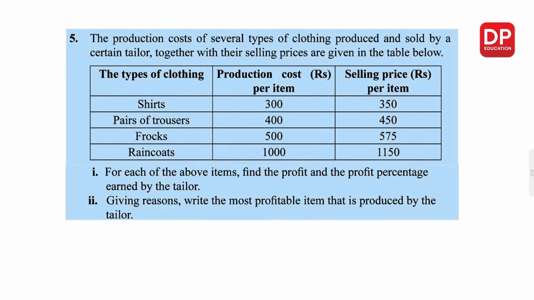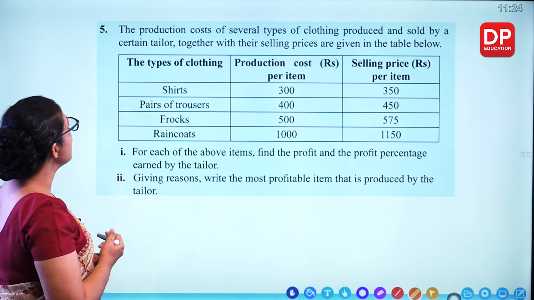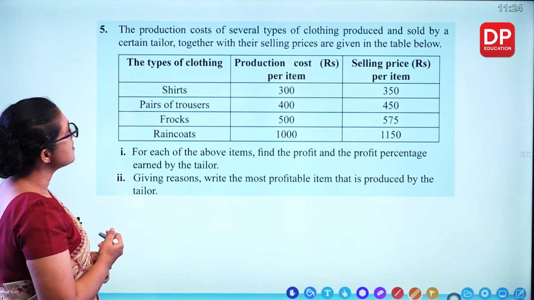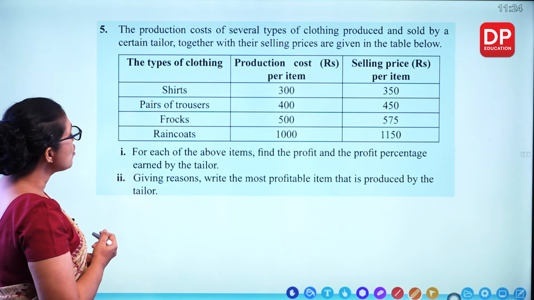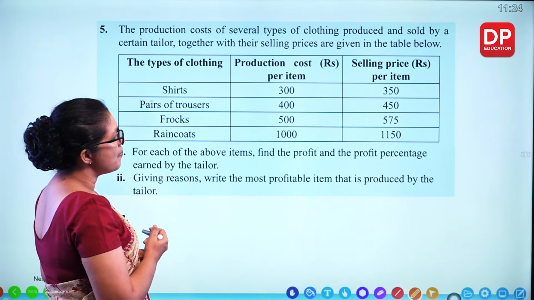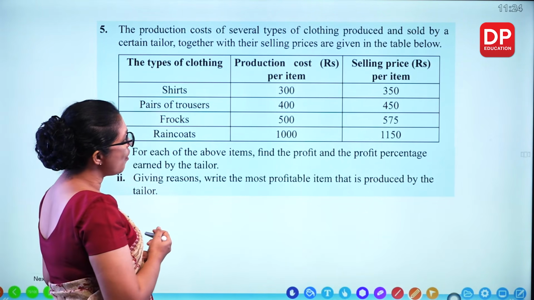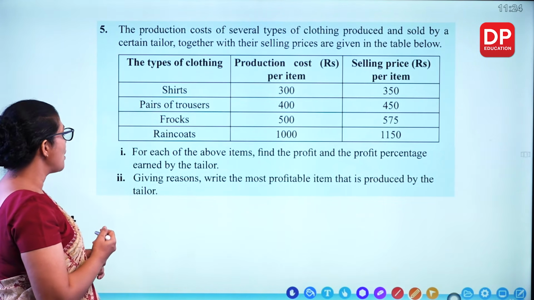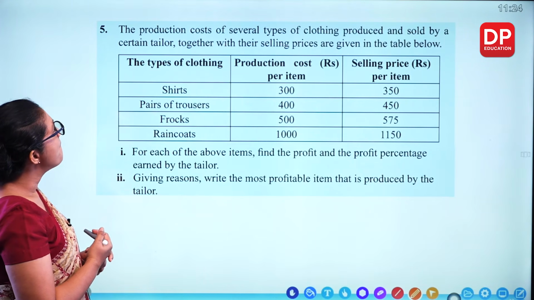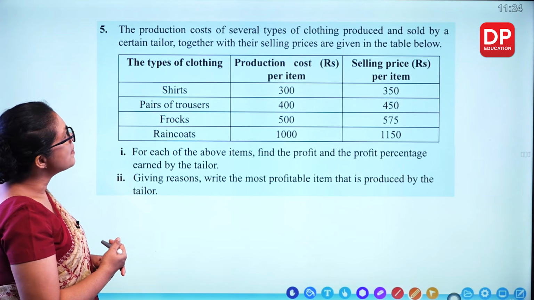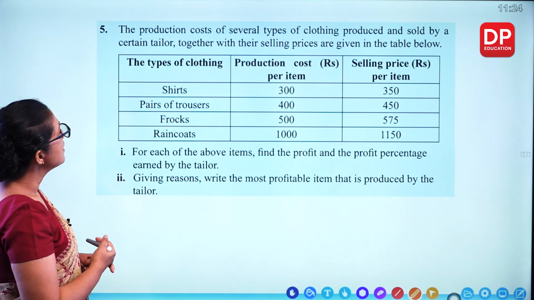Question number 5. The production cost of several types of clothing produced and sold by a certain tailor, together with their selling prices, are given in the table below. For each of the above items, find the profit and the profit percentage earned by the tailor. Giving reasons, write the most profitable item that is produced by the tailor. So you have to separately find out the profit and the profit percentage. So we'll calculate here.